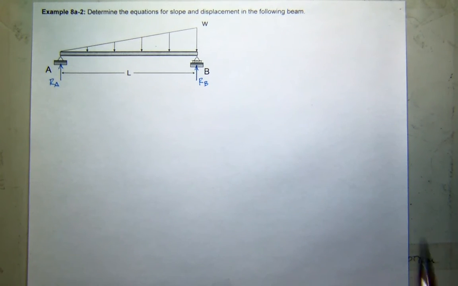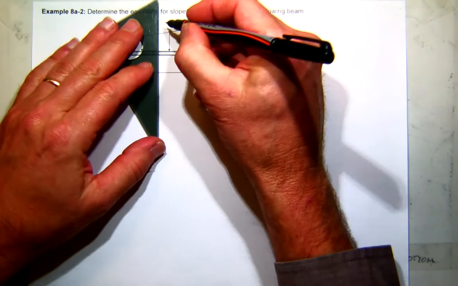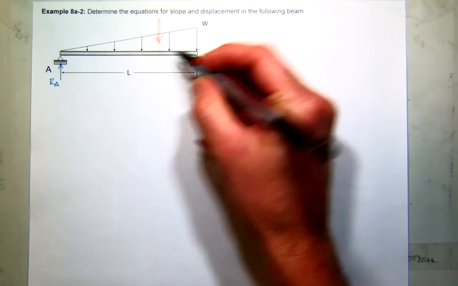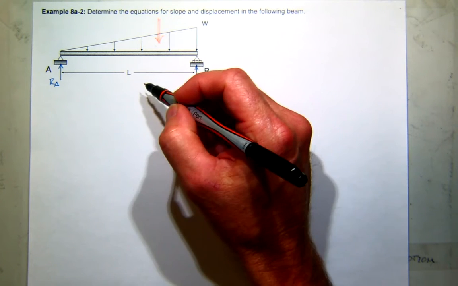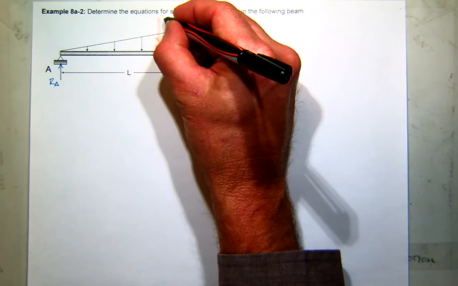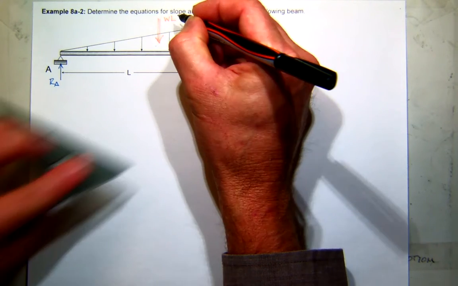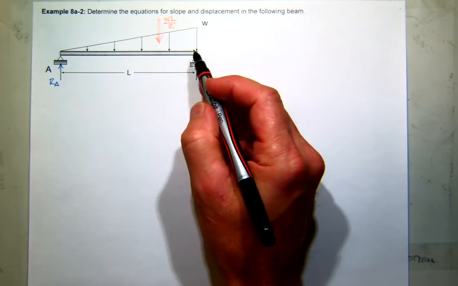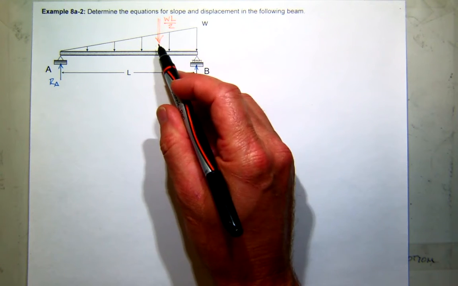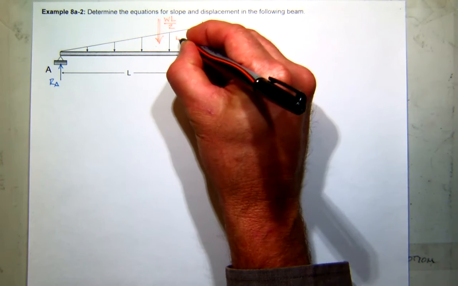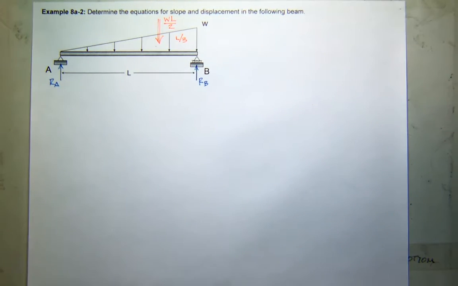To ease my calculations, I'm going to find the concentrated equivalent force for this distributed loading. This load is triangular shaped, so we know the area of a triangle. It's 1/2 base times height. So that should be WL over 2. And let's say, what's the distance from B? It would be a third of the length, so that would be L over 3.